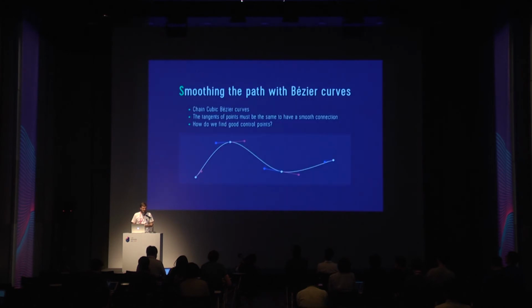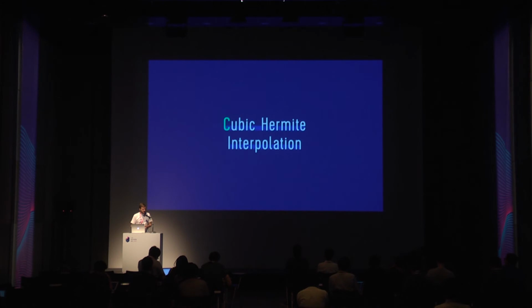So if we want to chain cubic Bezier curves smoothly, the tangent at the point that joins the curves must be the same for both curves. This point is usually the starting point of the current curve and the end point of the previous curve. The control points next to this point must be aligned. The question is, how do we find a good position for those control points and have a smooth connection between them?